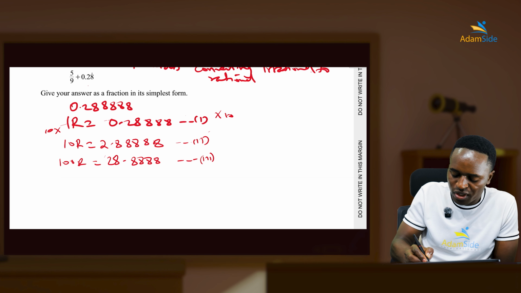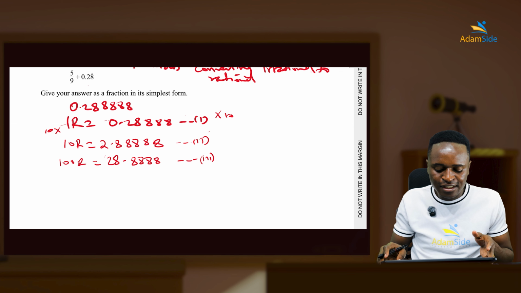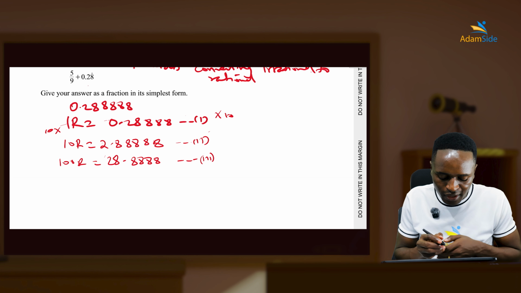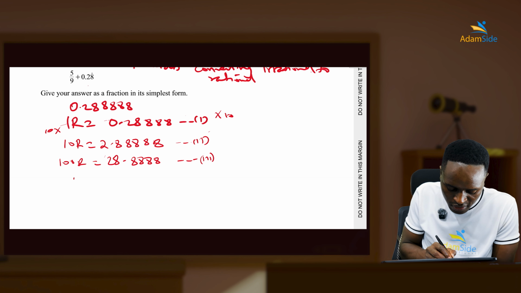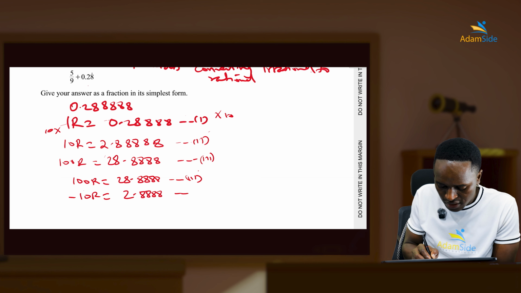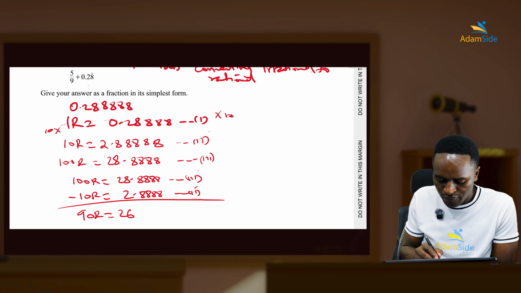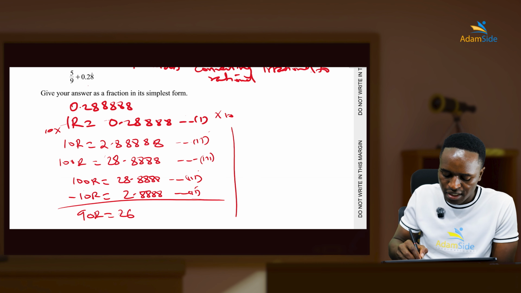Now, with this third equation, we can easily subtract the second equation and get 0 on our decimal part. If you do that, then you say 100r is equal to 28.888..., minus 10r is equal to 2.888... If you do that, you will get 90r is the same as 26. Therefore, our 90r is the same as 26.